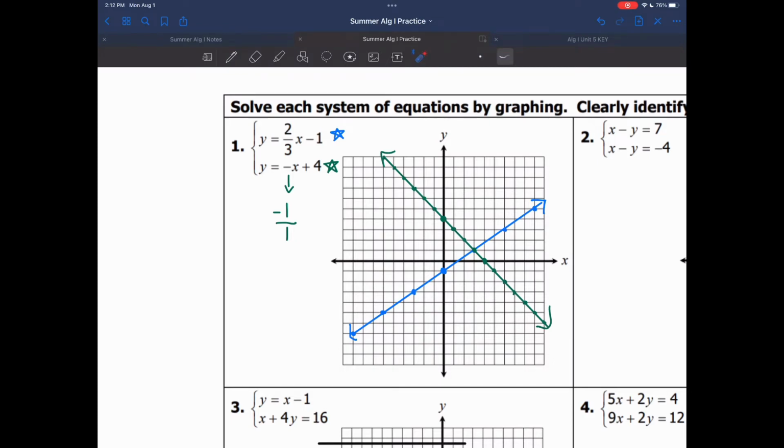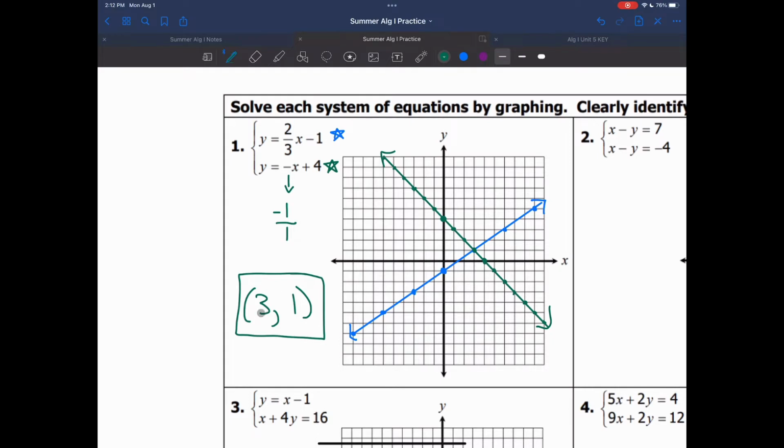And if you see, it's this point right here. So you want to identify that coordinate, and that is going to be the solution to what we call the system. So that would be the coordinate from here. You go over 1, 2, 3. So 3 and then up 1. So that is the coordinate (3, 1). And that would be your answer, your solution.